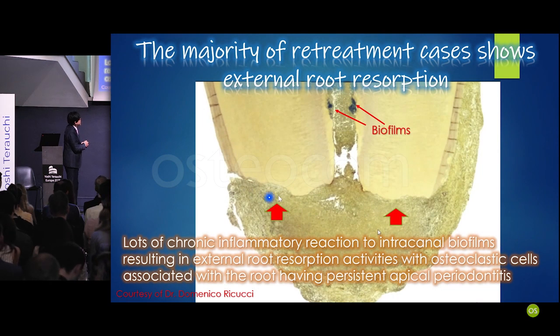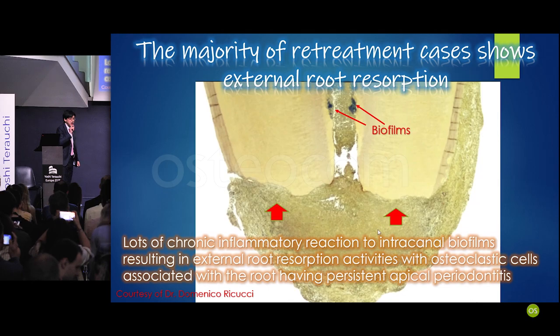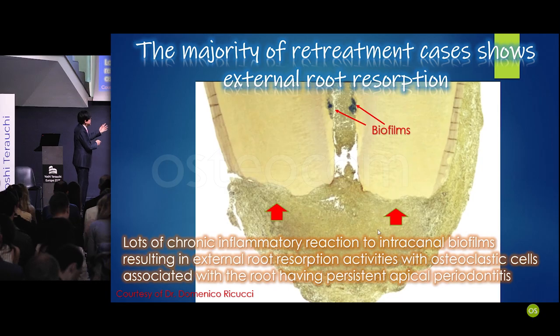So whenever you have preoperative radiolucency, you could have external root resorption like this. In this kind of case, there's only one material that you can use. That is MTA. Gutta-percha will never work in this situation.